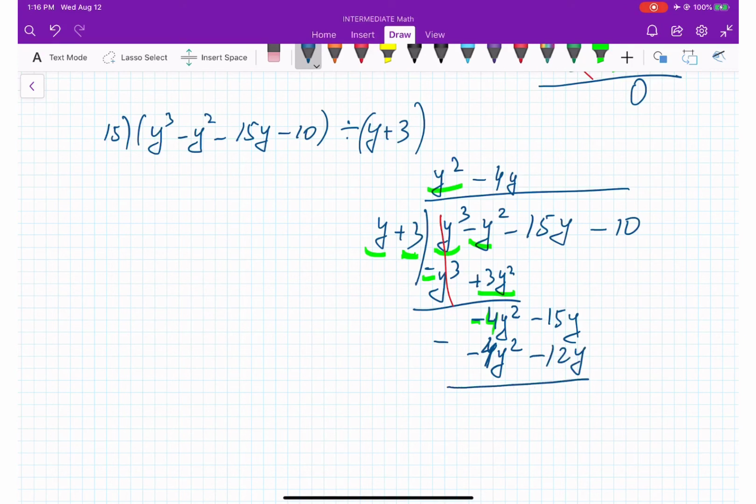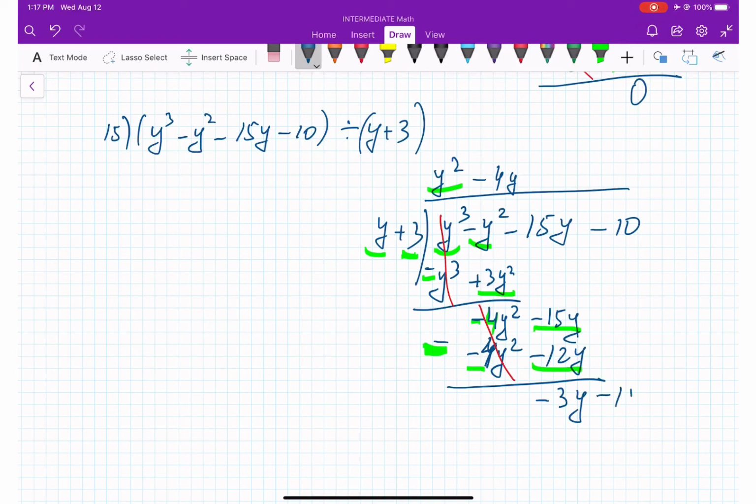So once we subtract, this is going to be gone, because you are getting negative 4y squared and plus 4y squared, right? Because negative and negative, you get positive. Okay, and negative 15y minus negative 12 will be negative 15y plus 12, which the answer is going to be negative 3y.